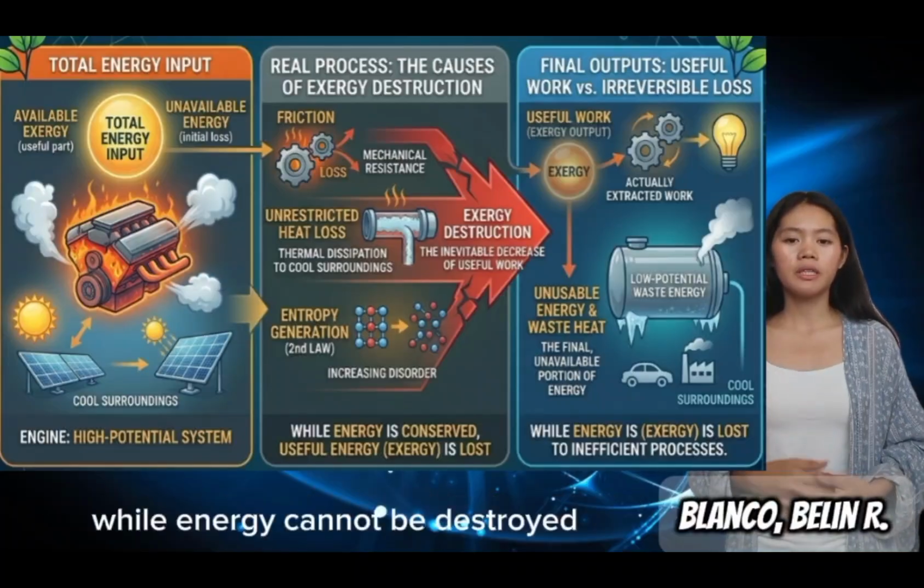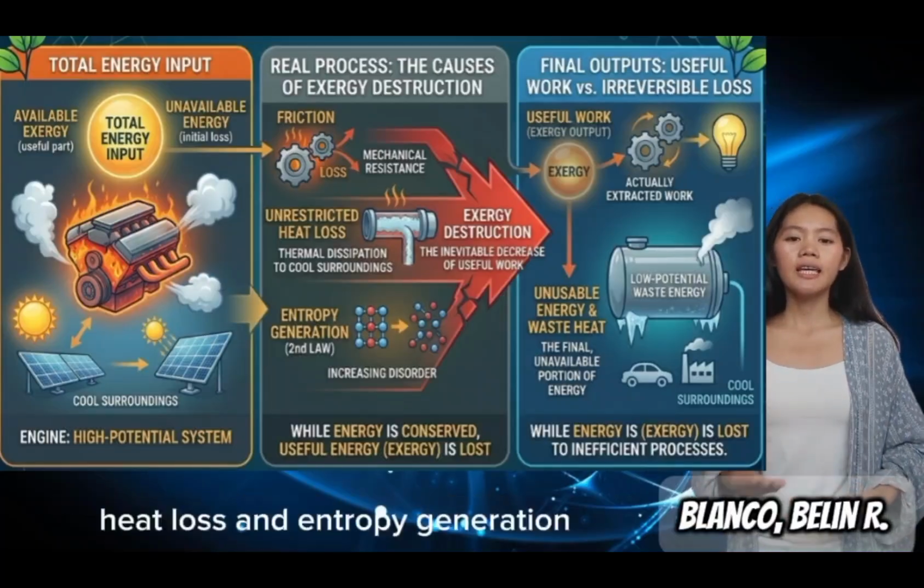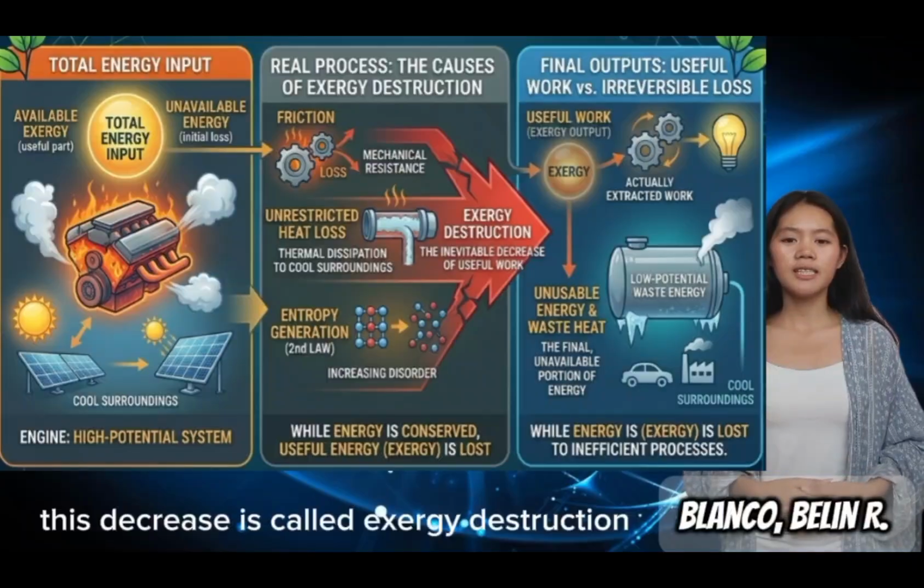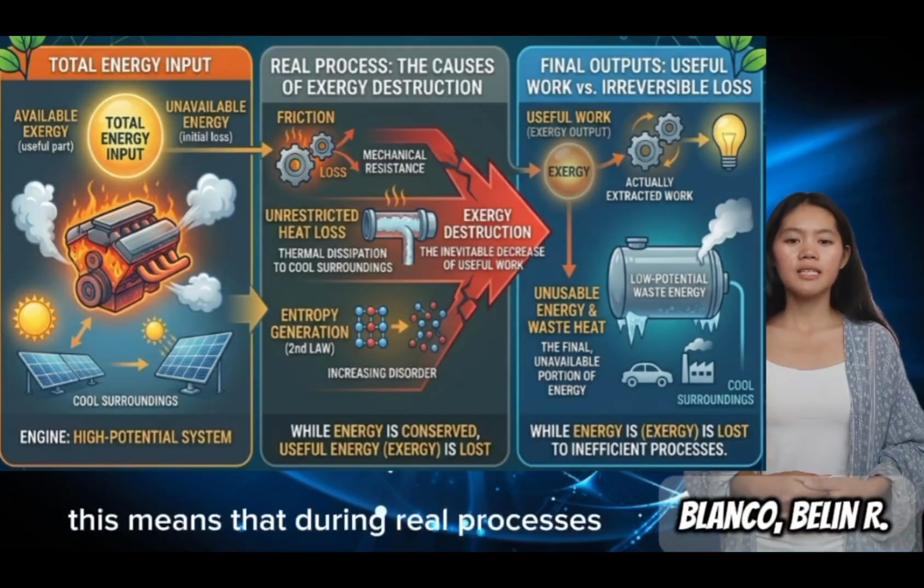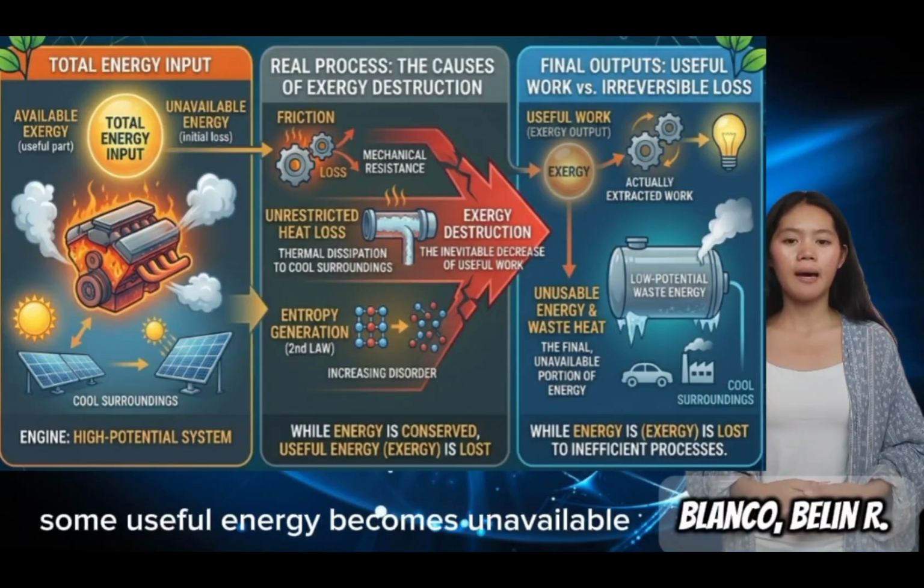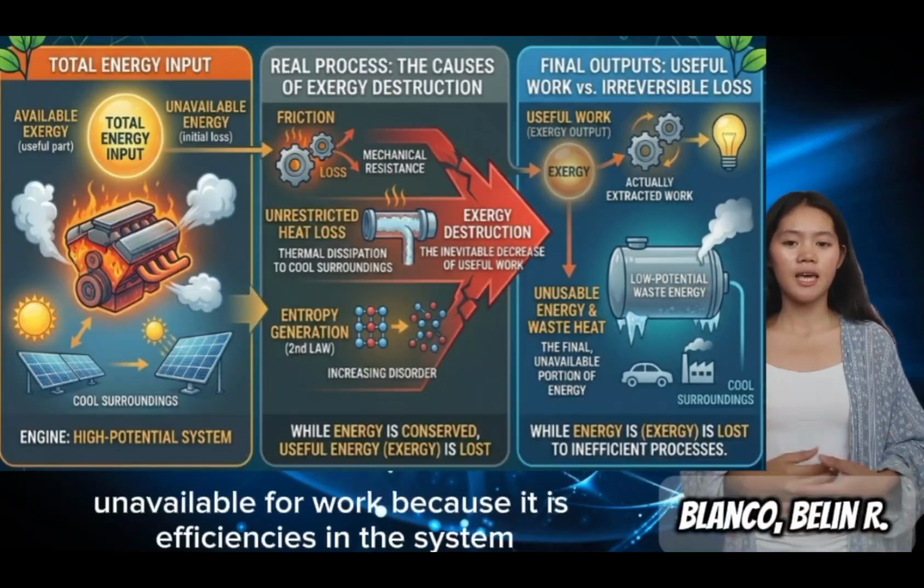While energy cannot be destroyed, exergy can decrease due to irreversibilities such as friction, heat loss, and entropy generation. This decrease is called exergy destruction. This means that during real processes, some useful energy becomes unavailable for work because of inefficiencies in the system.